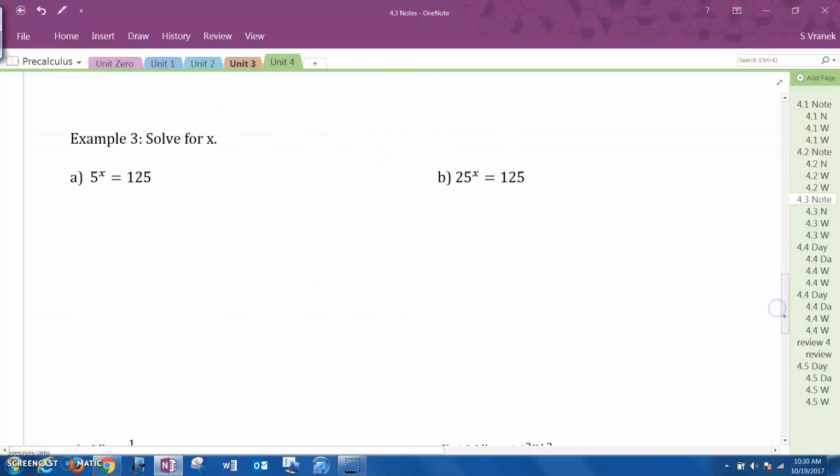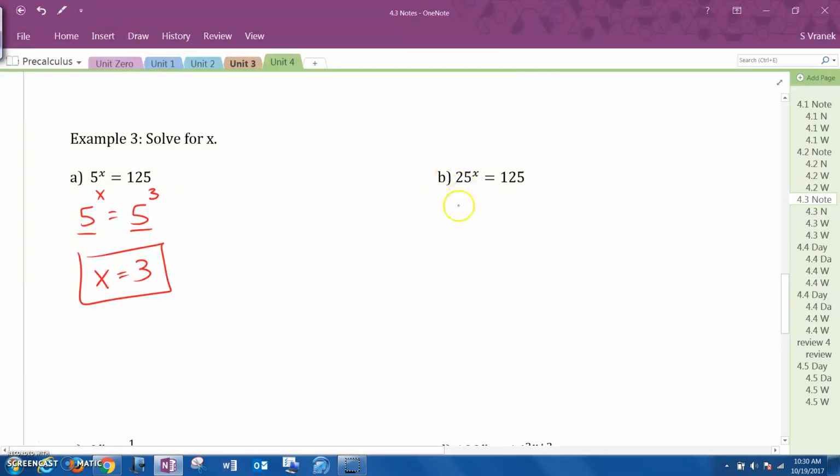All right, so example 3, solve for x. So this says 5 to the x equals 125. We need to figure out what 125 is. Well, if you use your calculator, you just know 5 times 5 is 25, times another 5 is 125. So it's 5 to the third. Now that these bases match, we can set the exponents equal. And since it's already solved for you, you're done.